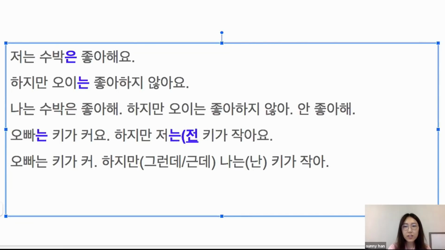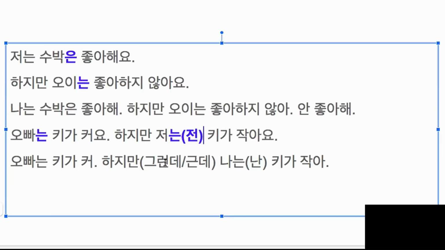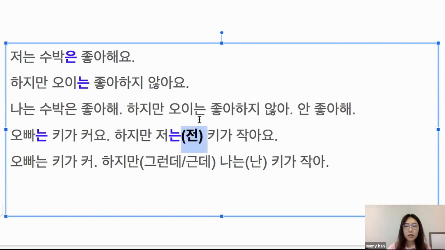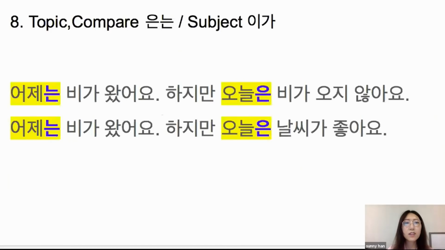저는 short way 전 키가 작아요. 전 키가 작아요. 전 키가 작아. 저는 키가 작아. 전 키가 작아요. 오케이? 전 키가 작고. Compare to things.